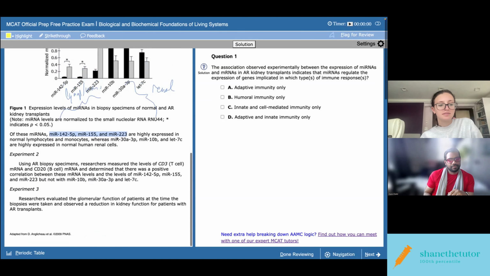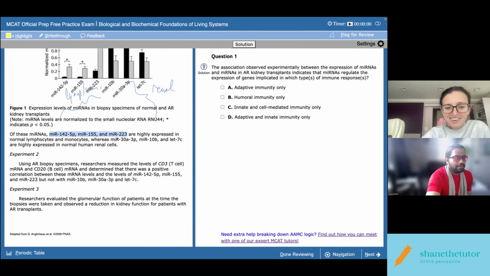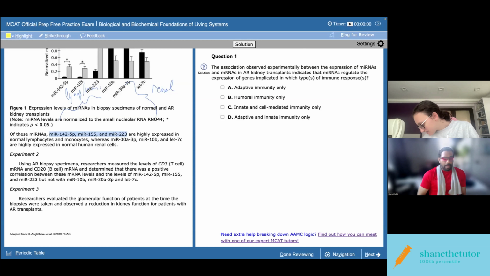Using AR biopsy specimens, researchers measured the levels of CD3 mRNA and CD20 mRNA and determined that there was a positive correlation between these mRNA levels and the levels of the microRNAs, but not those microRNAs. Researchers evaluated the glomerular function of the patients. So sorry, let's talk a little bit about experiment two here. So what's going on here?